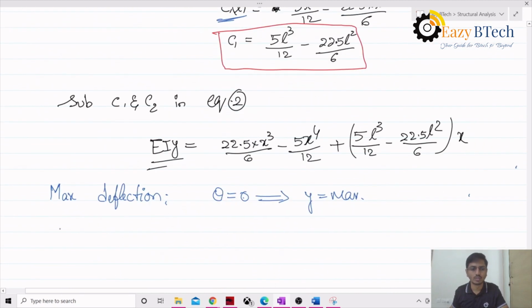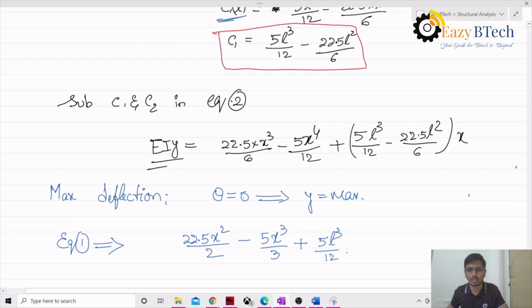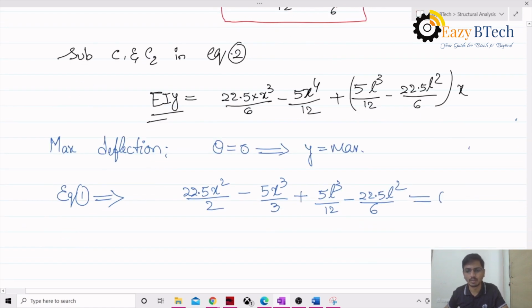So from equation 1, what is this equation? 22.5 x squared by 2 minus 5 x cubed by 3. Now we need to substitute the C1 value also here, that is plus 5 L cubed by 2 minus 22.5 L squared by 6. This value should be equal to 0. Right? Now we need to calculate this x value.